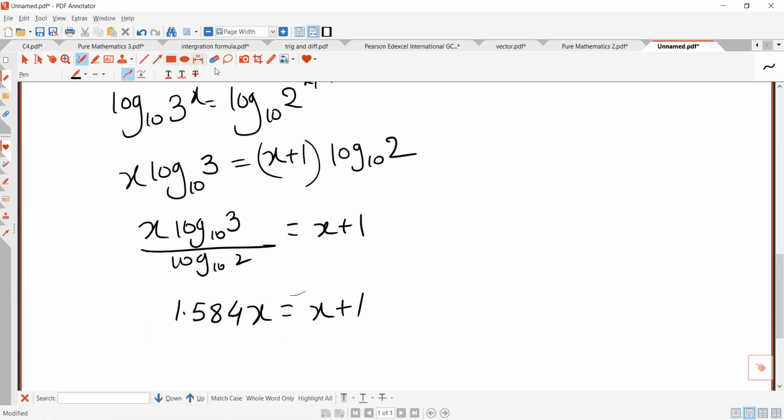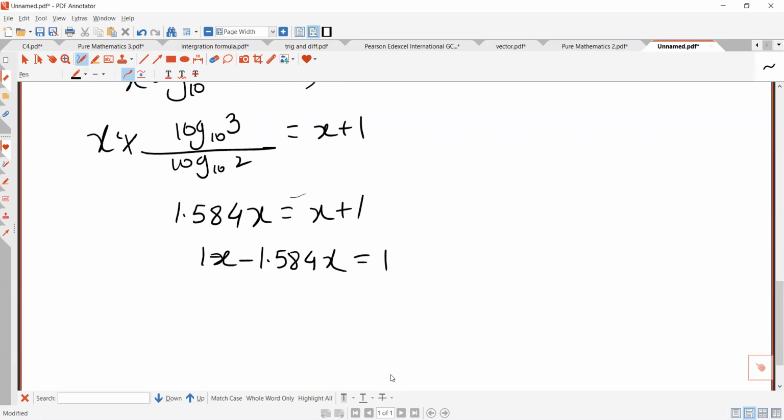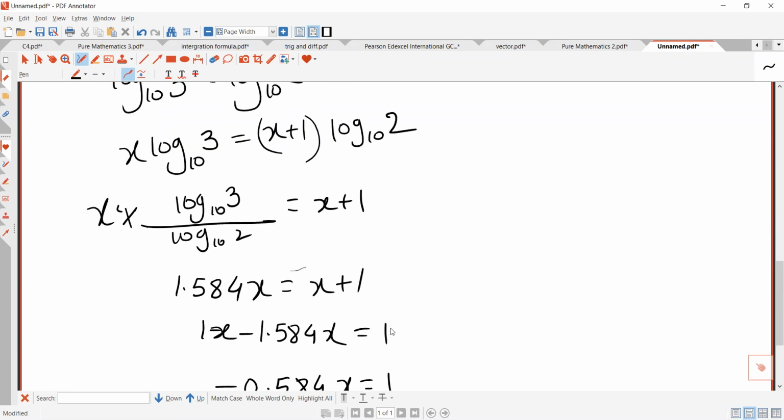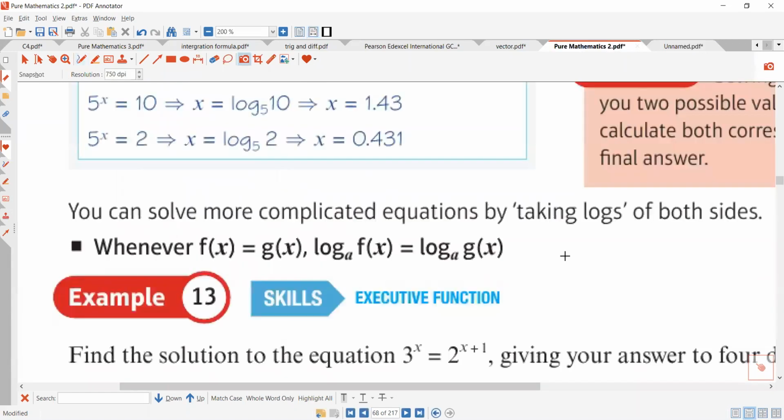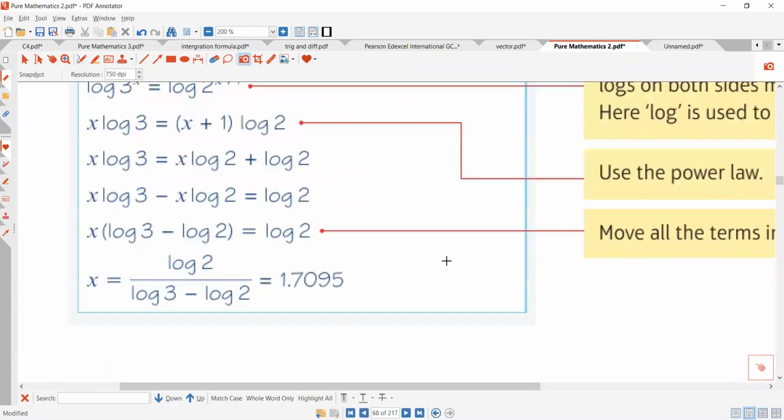If you want, you can write this separately as well. Okay. So 1.584x. Now, can you bring this on the other side? 1.584x minus x is equal to 1, right? 0.584x equals 1. Are you sure it's nothing negative? Is the answer coming positive here?